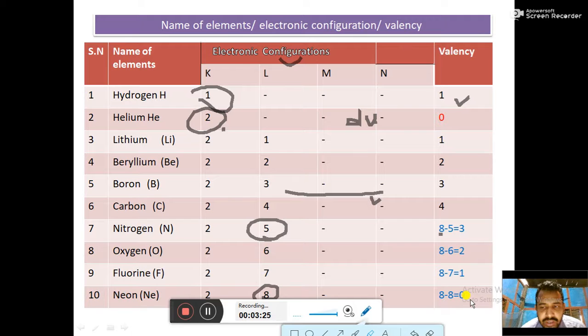Now the main thing you should learn here is the two scenarios. One, those having 1, 2, 3, 4 outermost electrons generally lose electrons and follow the stable states. And those with more than 5 outermost electrons generally gain electrons. So if lithium loses 1 electron, it is stable. Beryllium loses 2 electrons, it is stable. If boron loses 3 electrons, it is stable by the duplet state.